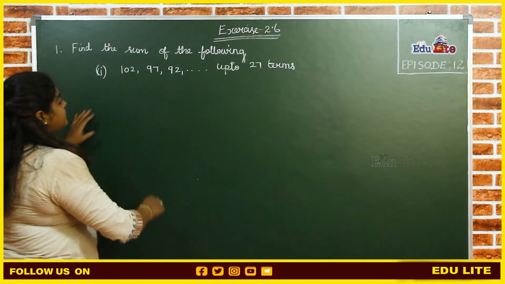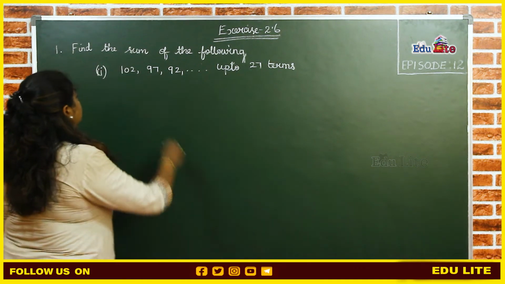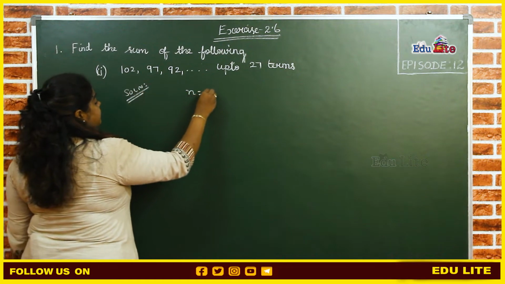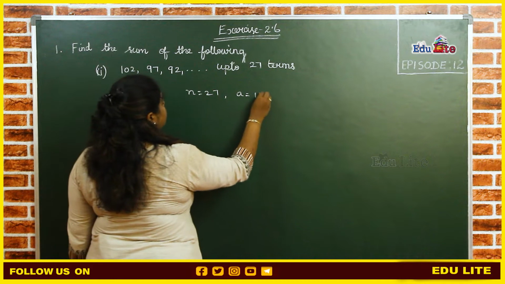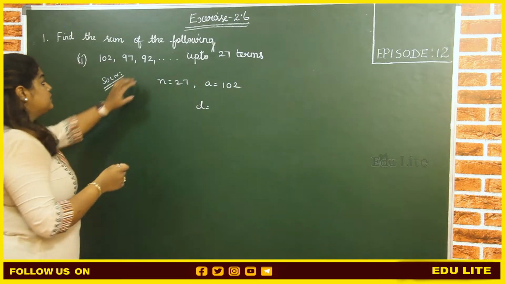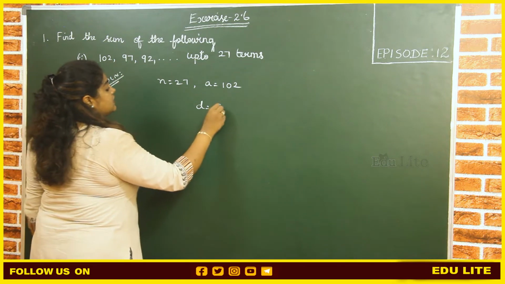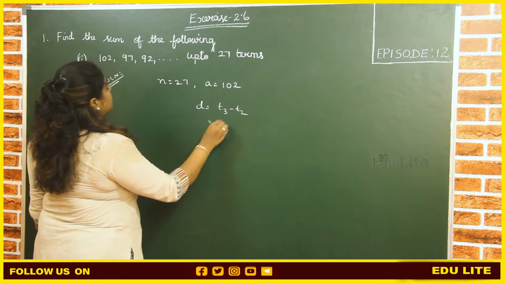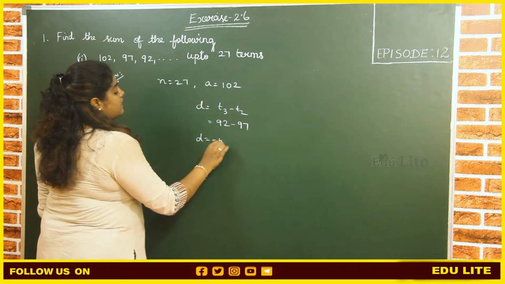In the second subdivision we have to find the sum of the sequence up to 27 terms. Therefore the value of n is 27. Value of A is nothing but the first term in the sequence, which is 102. Similarly we can find the value of D by using T2 minus T1 or T3 minus T2. We will use T3 minus T2, which is 92 minus 97. Therefore D equals minus 5.